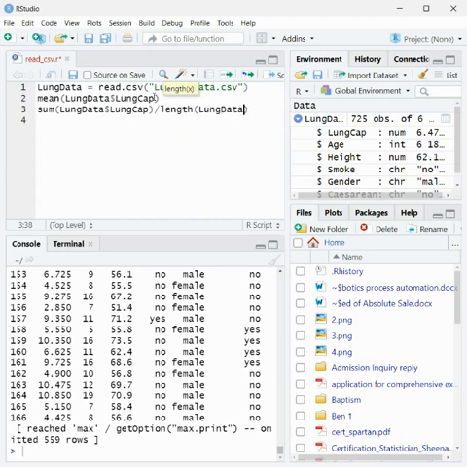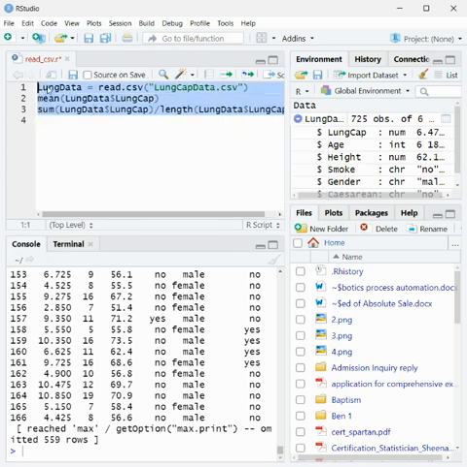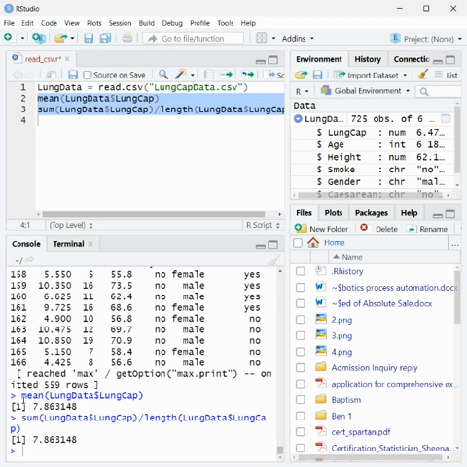So the long data and long cup. Let's check if we have the same values. Run. As you can see, for the mean we have 7.8 something, and also with our formula, getting the sum over the total number of data, you have 7 point something also. So that's the mean.